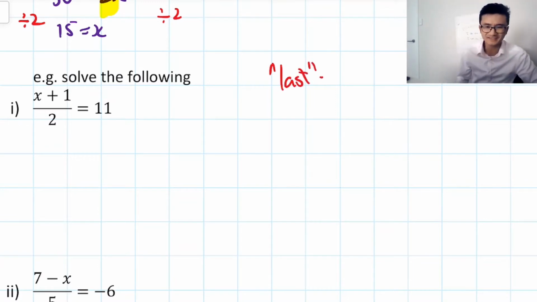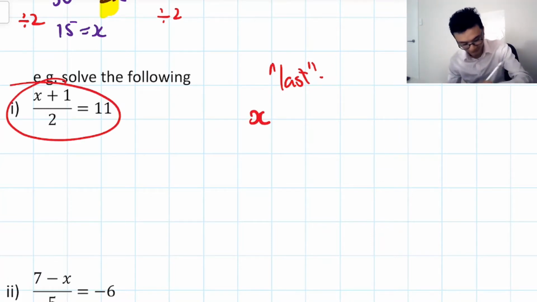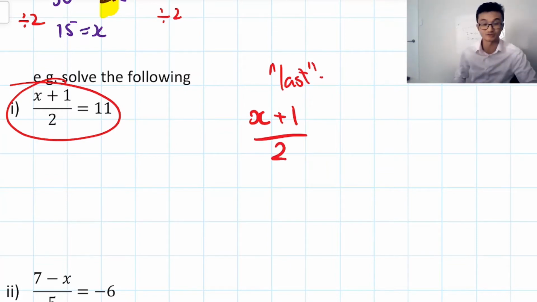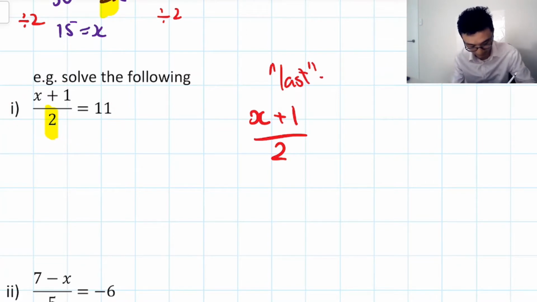So the idea is, okay, I've got this, and how would you build this expression over here? Well, if you started with x and you added 1, and then you divide it by 2, that's how you'd get the expression on the left-hand side. So if I want to undo that, think about untying your shoelaces, right? The last thing that happened was this division by 2. So I want to get rid of that by multiplying both sides by 2 here, right? The opposite operation is still very key.